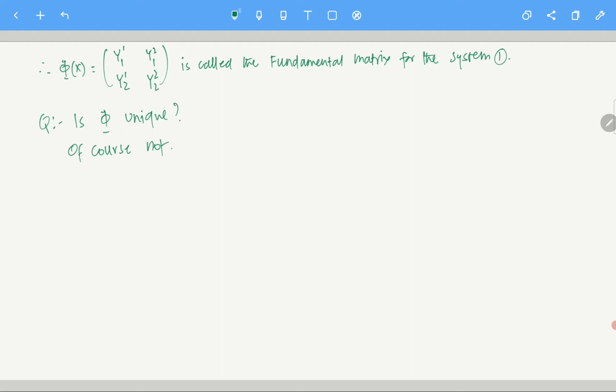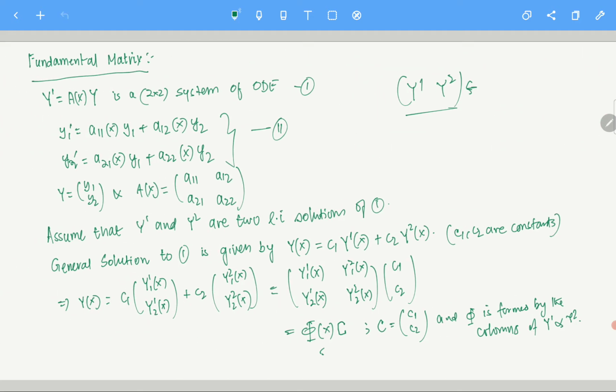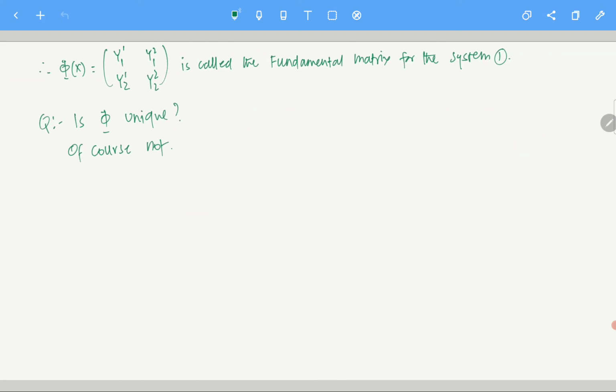But we are not really interested in all that. The main point is: what is the fundamental matrix? The fundamental matrix is what you get if you put the linearly independent solutions in columns; that is called a fundamental solution matrix.